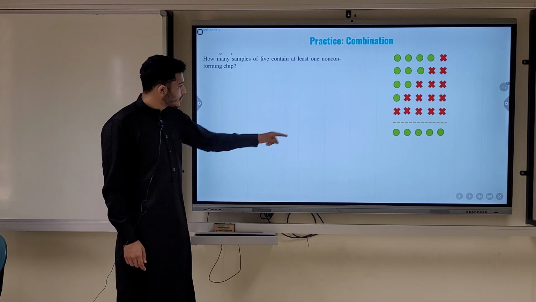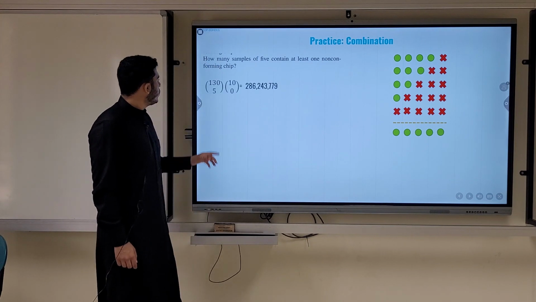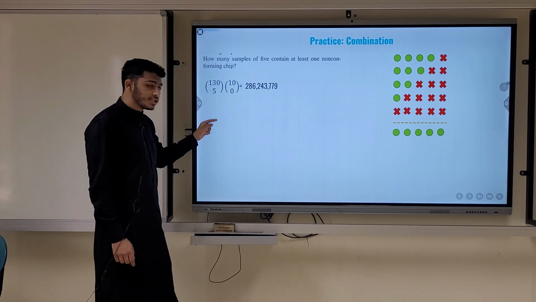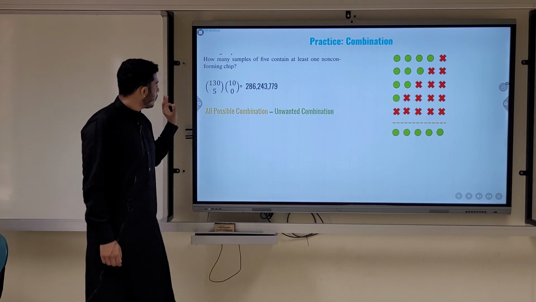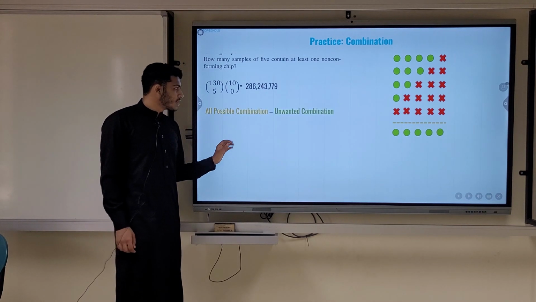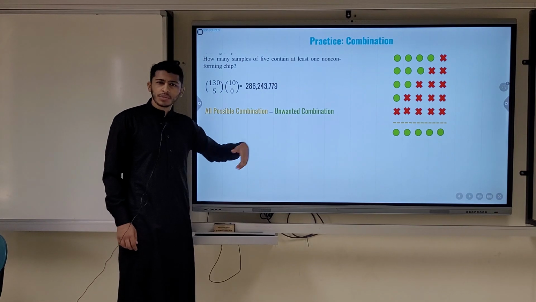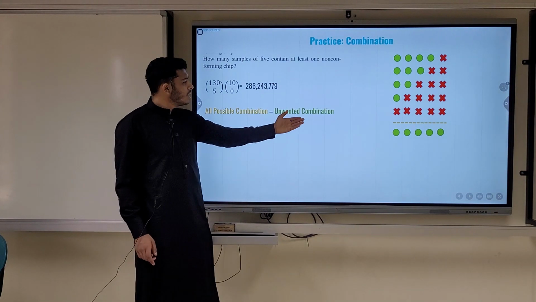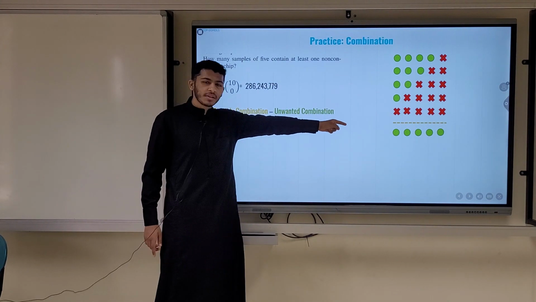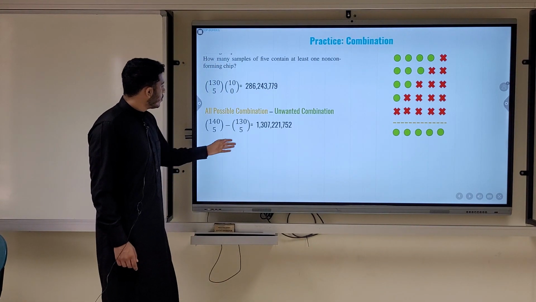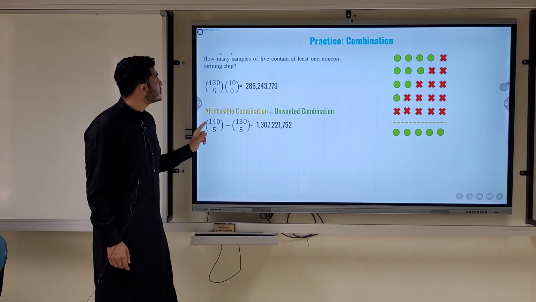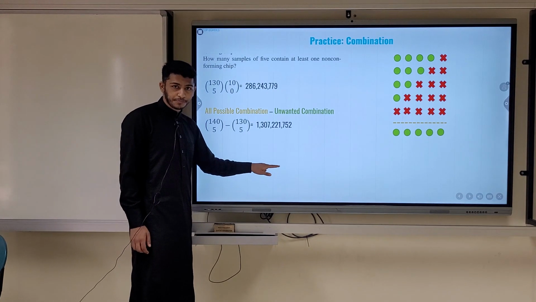So as we said, we want to subtract the one below. So we get the number of combinations for the one below, and we implement this formula here, where you take all the possible combinations and you subtract what you don't want or what you don't need. In this case, the only case that we don't need in this question is where they're all conforming. So we do this and we get this answer here, which is the answer for this question.